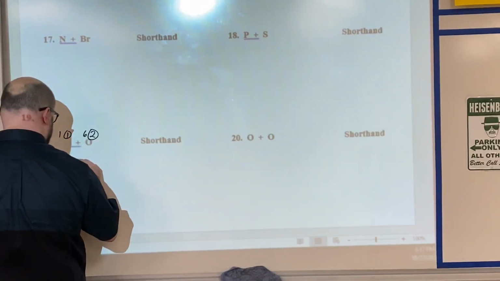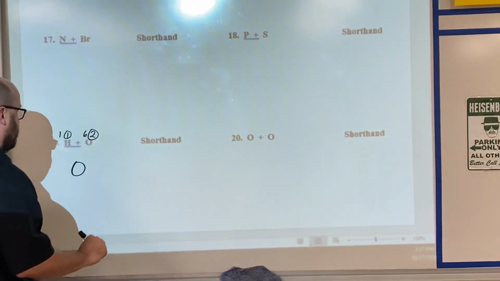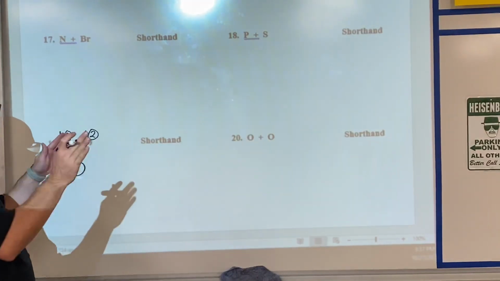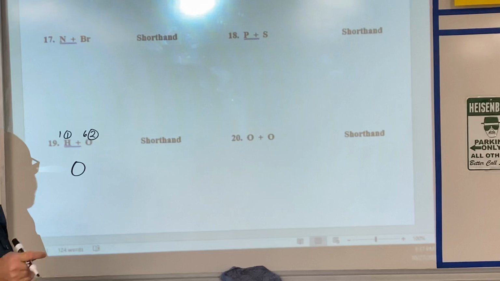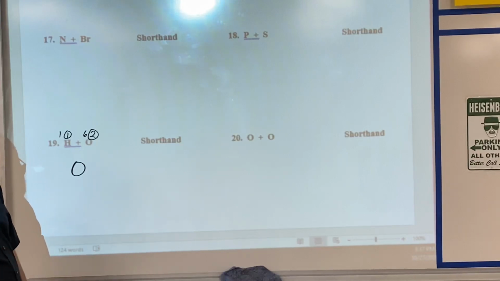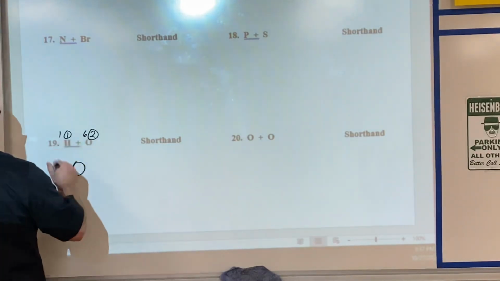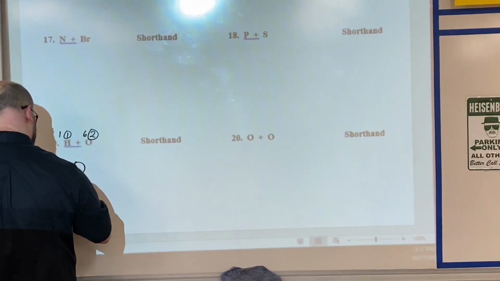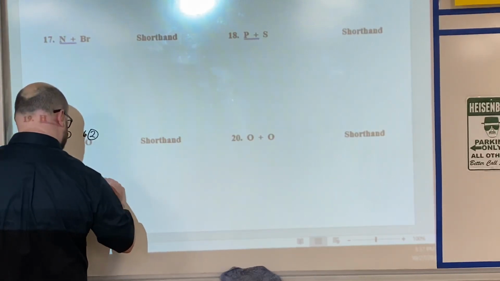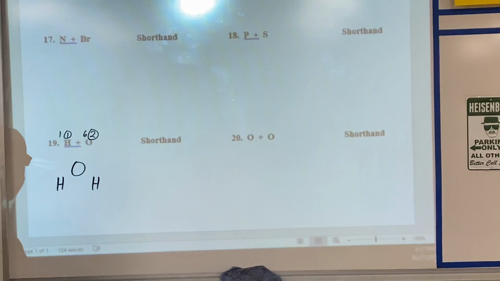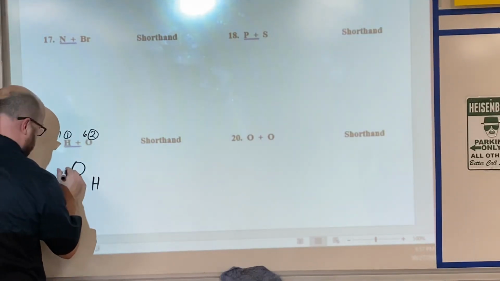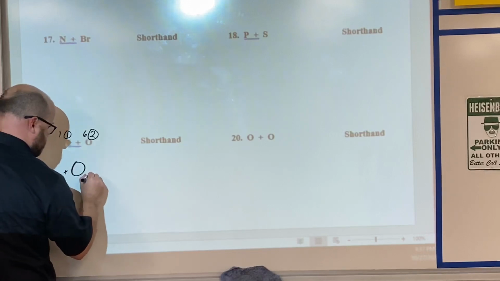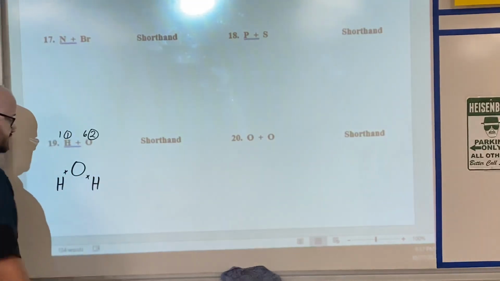Oxygen's going to be right here. And then we're going to put our hydrogens at a kind of an angle, and we'll see why next unit when we talk about molecular shapes. So hydrogen right there, right there. Hydrogen can only share 1 electron. So we're going to put X, X.